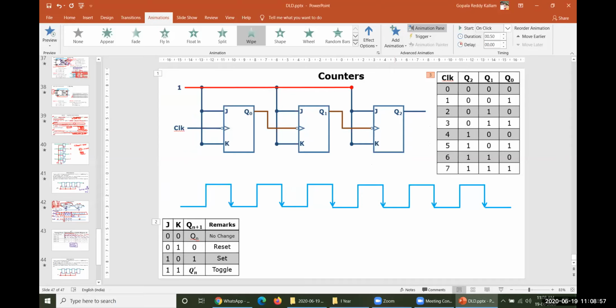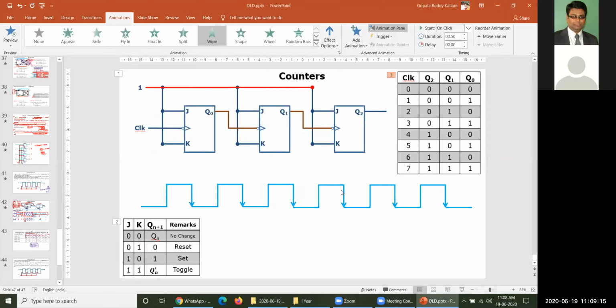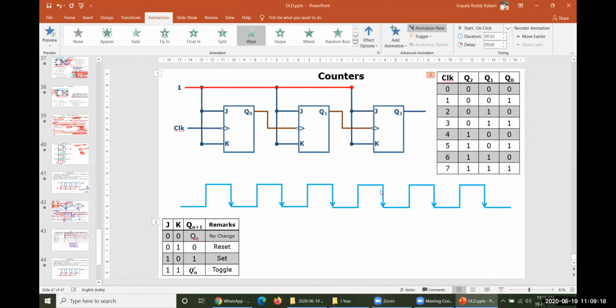And today we would like to discuss the activity of counters. In the previous class, we have taken the different activities of the counter. So these are the different activities of the counters which are available with us. These counters always respond based on the clock pulses.